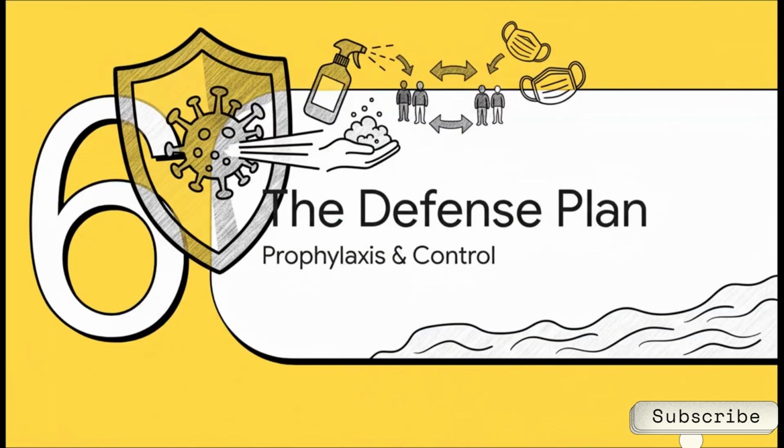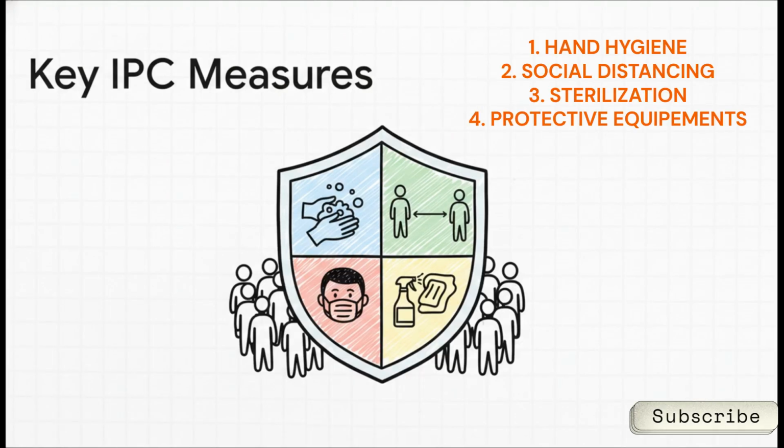And finally, Section 6, the defense plan. This is arguably the most important strategy of all, preventing infection in the first place through prophylaxis and control measures. These infection prevention and control measures, or IPC, they are the absolute bedrock of our defense. You have to remember the essentials: good hand hygiene, social distancing of at least 1 meter, and proper mask use. These are, by far, the simplest and most effective tools we have to break the chain of transmission.